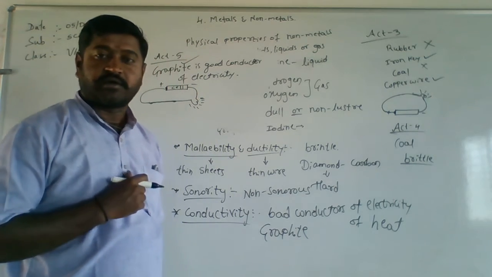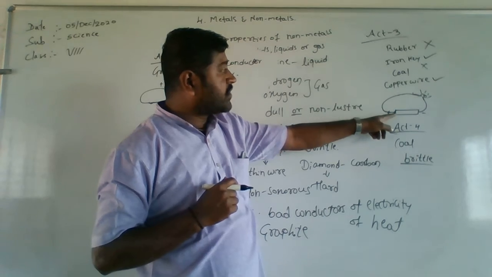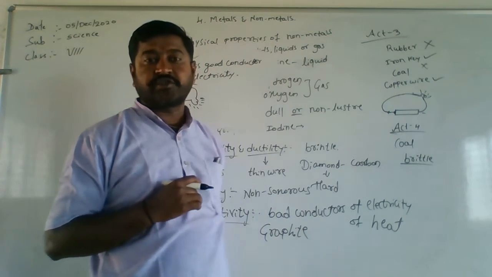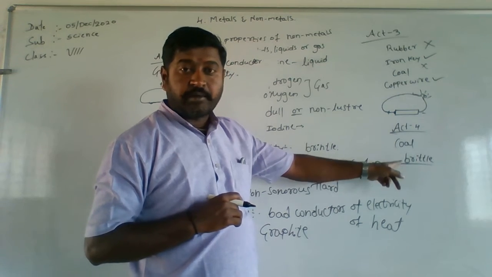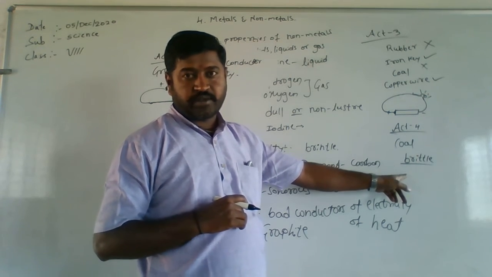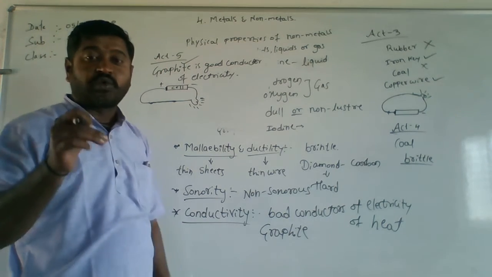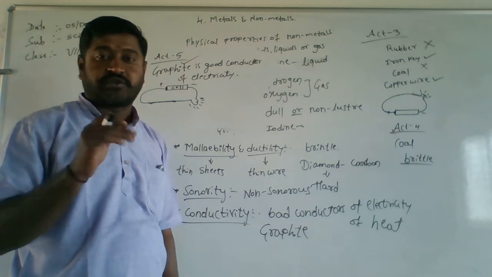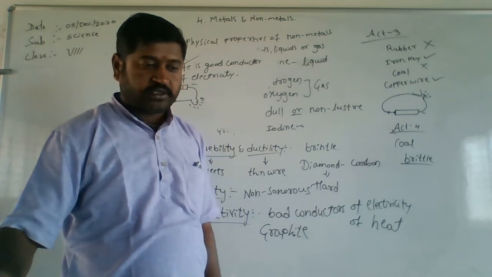Is this clear? So activity 3 said, metals are good conductors of electricity. Activity 4 said, non-metals are brittle. And activity 5 said, graphite is a good conductor of electricity. Is this clear? Okay, I think it's enough for today.